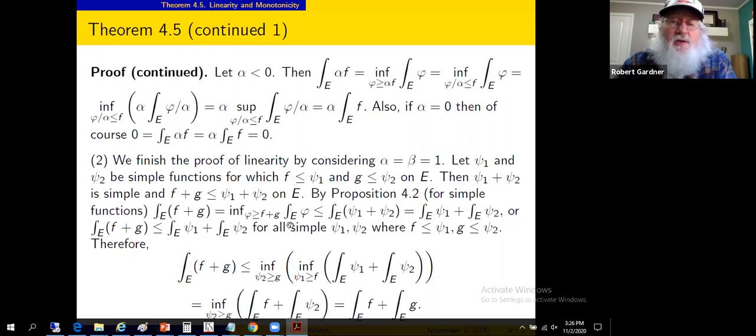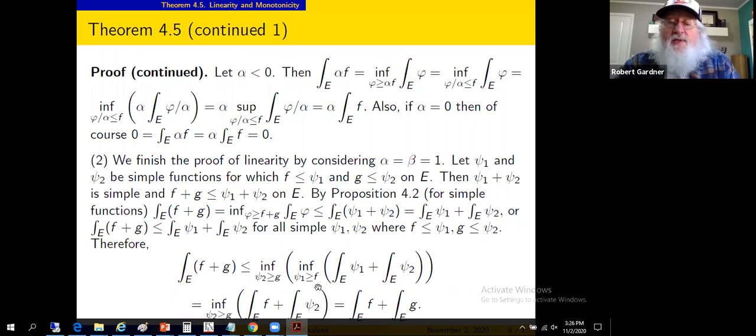Integral of f plus g is less than or equal to the integral of the sums, or sum of the integrals, by the linearity. Now we're going to take a couple of infimums. Inequality is still preserved. Infimum over all psi 2, infimum over all psi 1. We'll do them one at a time. If memory serves, the book skips some of these steps, so it's inserted to make it a touch clearer.